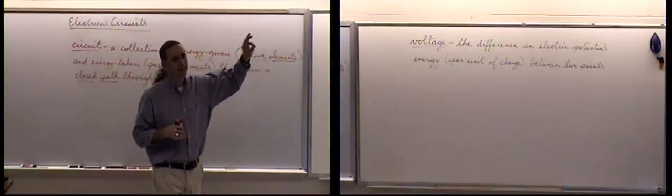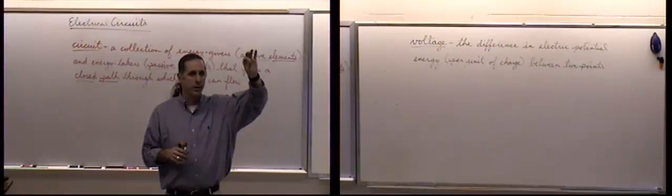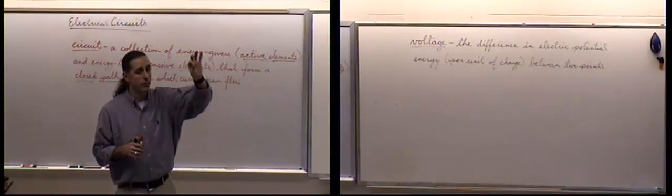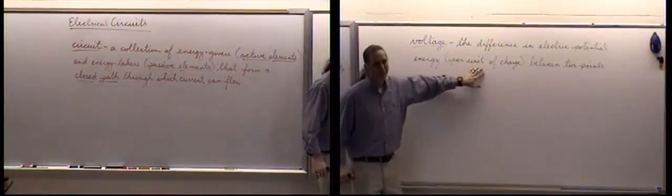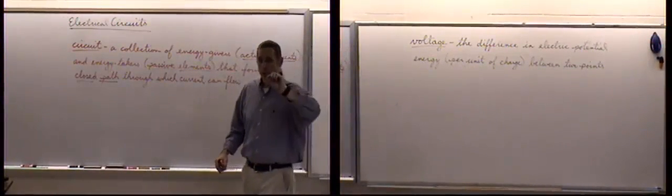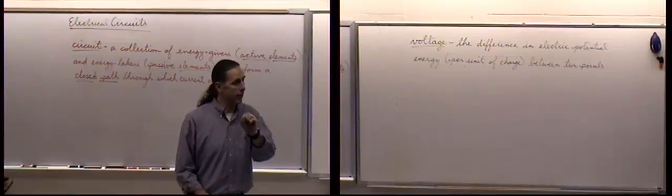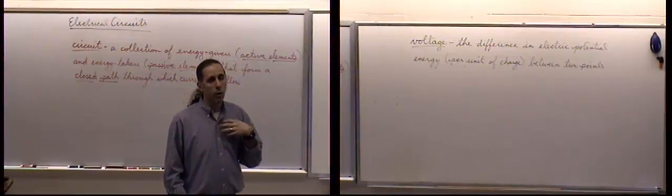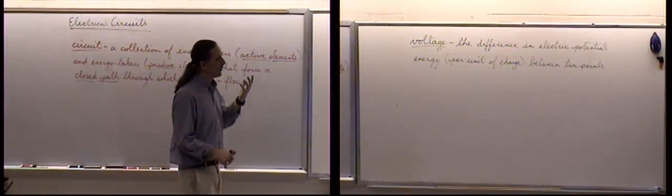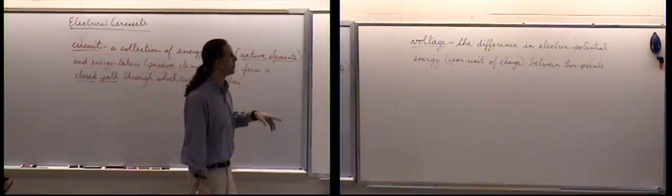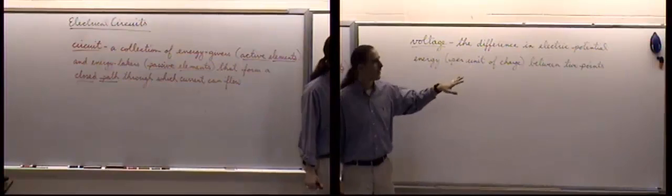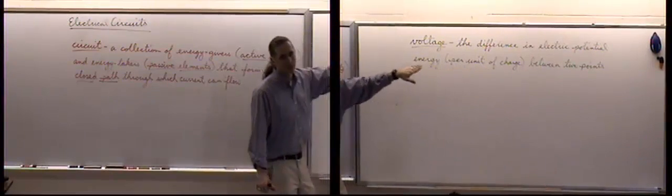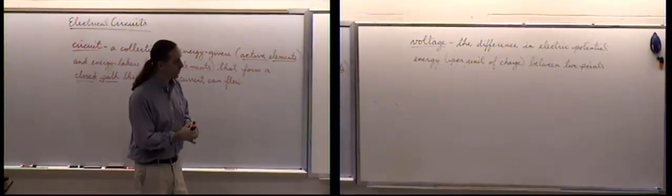Voltage is defined to be the difference in electric potential energy, and then in parentheses I put per unit of charge, between 2 points. This part in parentheses is there because to truly define the word correctly, we have to have the per unit of charge. But what we're going to talk about right now, just to have a good understanding intuitively of voltage, we'll talk about it as a difference in energy between 2 points. But technically, what's in parentheses here has to be there.